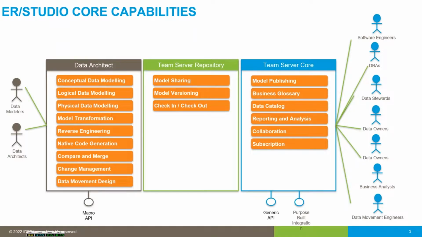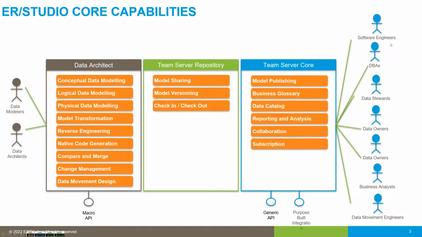Just to introduce ER Studio as a product. So there's really three components to ER Studio. So we've got thick client data architects, a Windows-based application that our data modelers and data architects are using all day long to produce traditional conceptual, logical, and physical data models. They're generating code from it, reverse engineering, etc., using the tools like compare, merge to go through the gears. The data architects can share their models in the central team server repository, checking them in, checking them out, creating versions. And then we've got our team server core, which allows us to publish those models to a wider group of stakeholders. And there's nice features in there like sort of collaboration and subscription.